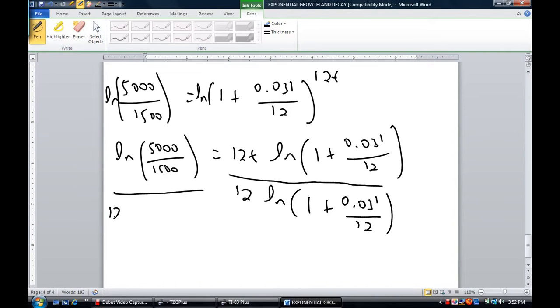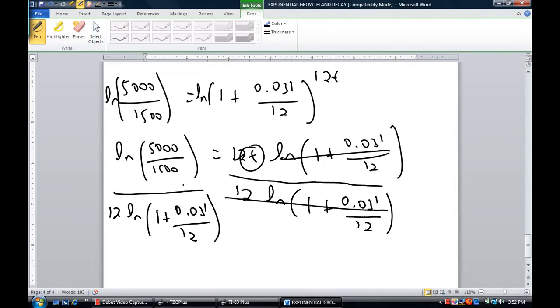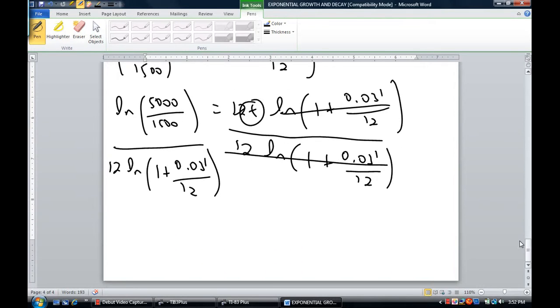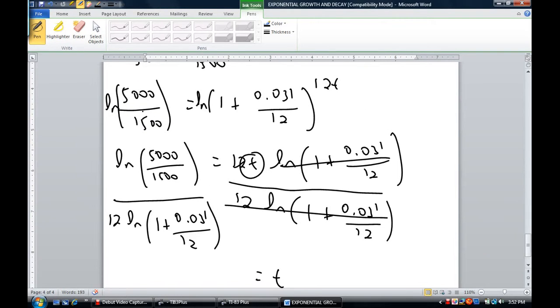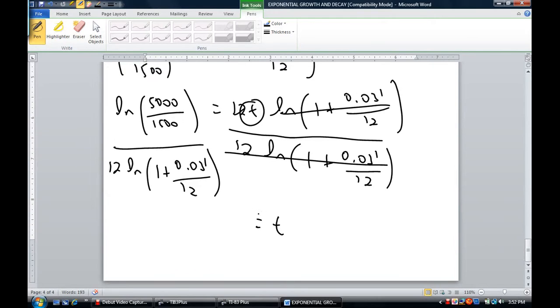And so if your instructor wants the most accurate answer, this is what it would be. All this messy stuff. t equals all of that. Well, that is messy. But if they wanted an approximation, then you could easily have found the decimal for 5,000 divided by 1,500, and the decimal for 1 plus 0.031 over 12. It would have made the problem probably a little bit easier to look at.